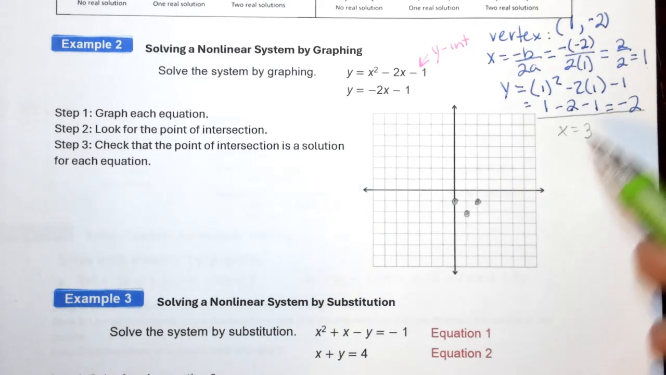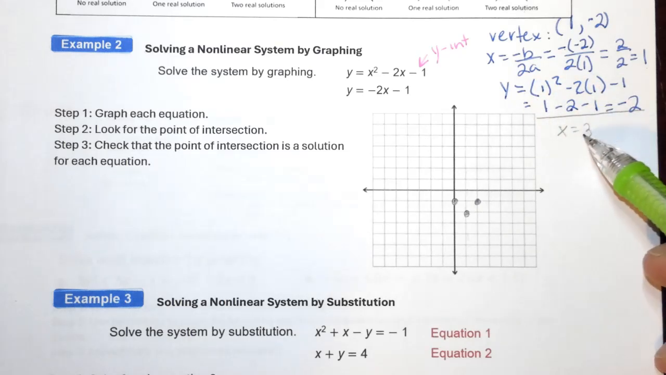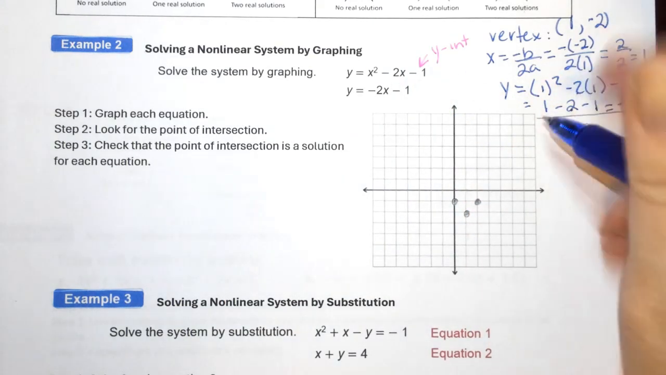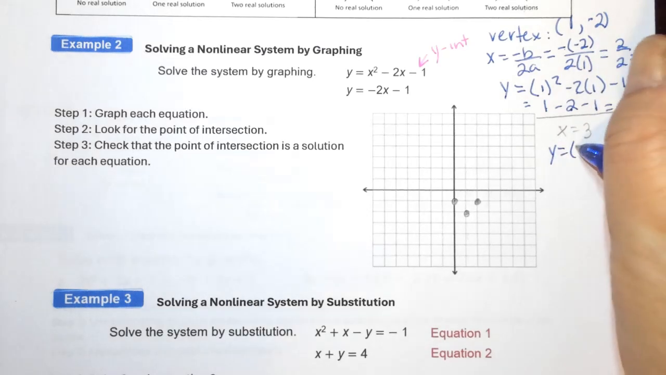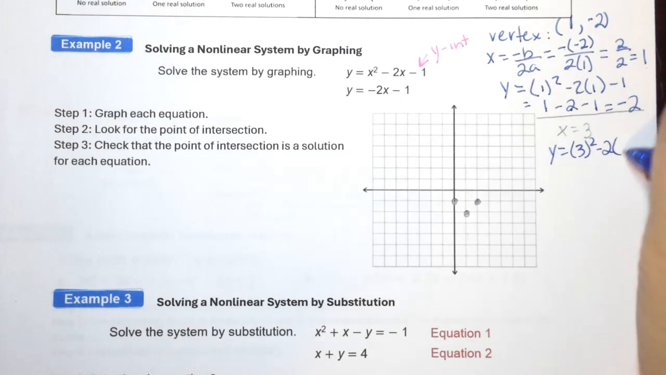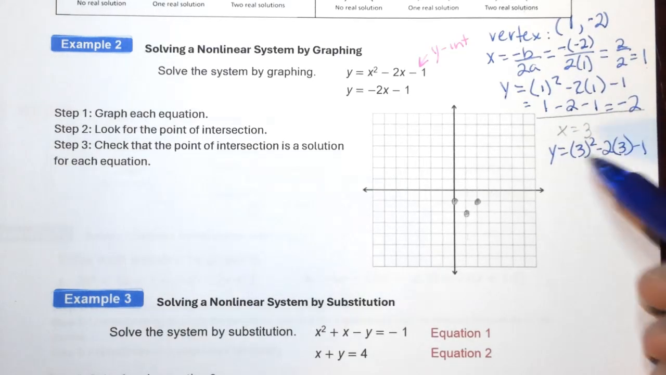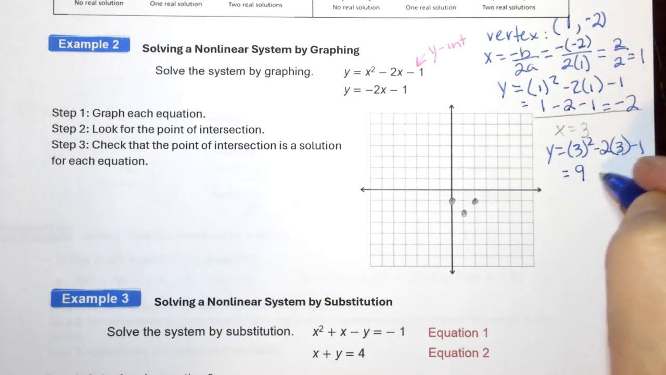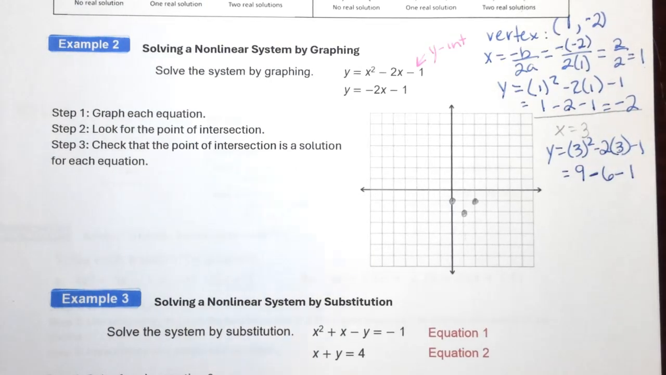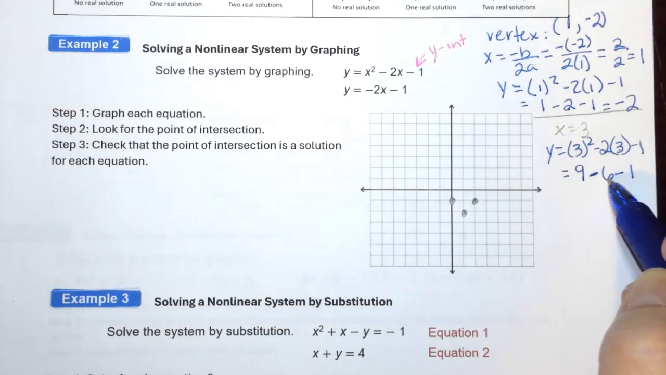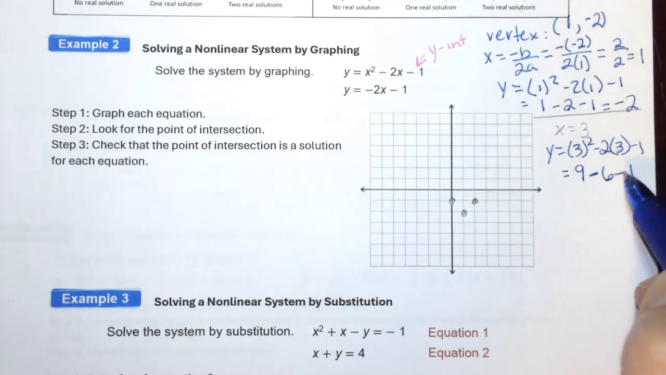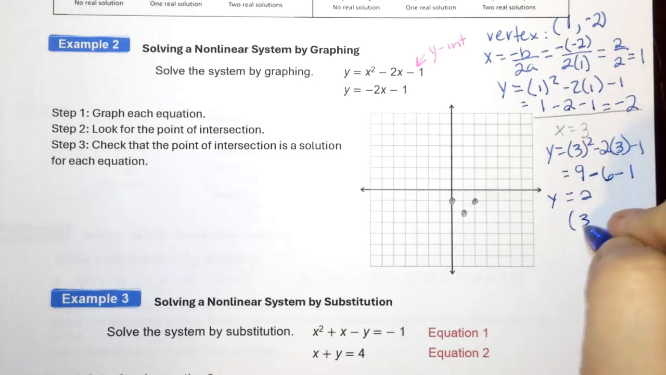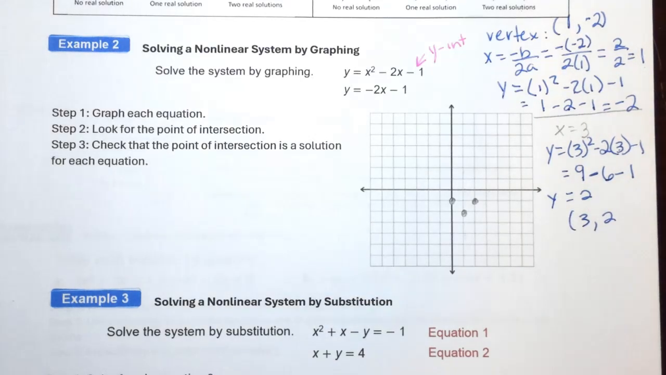So how do we find that out? We do this last step here. We're going to plug in 3 for x and solve for y. So we have y equals 3 squared minus 2 times 3 minus 1. So 3 squared gives us 9. 2 times 3 gives us 6, and we have our minus 1. So 9 minus 6 gives us 3. 3 minus 1 gives us 2. So we have another point, 3, 2.